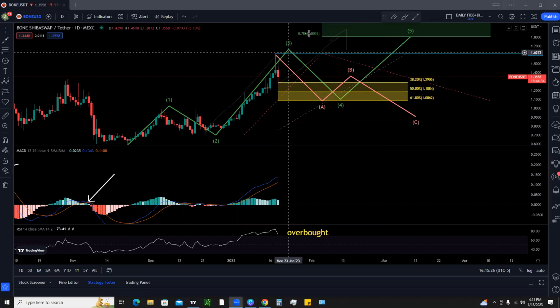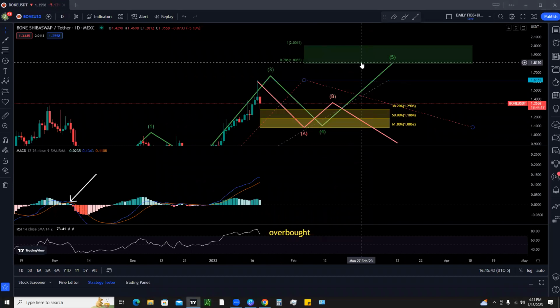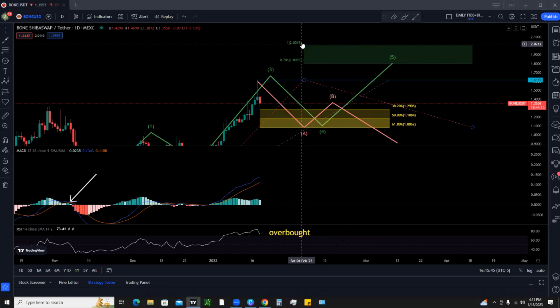Now, keep in mind, everything in between here is really going to be noise, okay? Everything between all of these levels is going to be noise. If you're looking for new entries on this, okay, what you want to do is see if we're going to get a breakout above our breakout level 1.61, okay? And if we get above there, then we have our bullish price targets of 1.80 and 2.